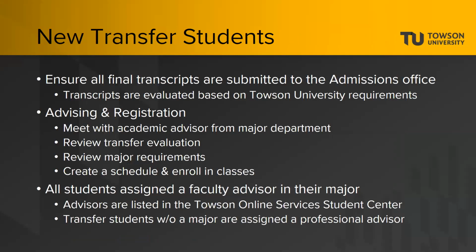So we are currently in the process of our transfer orientation advising, and obviously things have gotten a little different with COVID, but we've shifted our advising and registration virtually. So when incoming transfer students are admitted and committed to Towson, we make sure that we have all of the final transcripts submitted to Towson University, and it goes through our admissions department. Once we have those, the admissions department does an evaluation to determine equivalencies on Towson University credits.